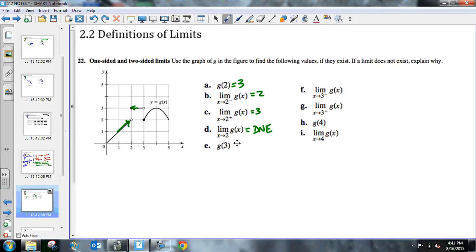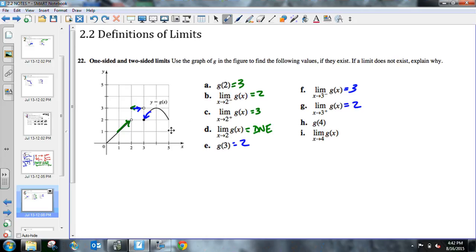Okay, all right, let's take a look at this next one, looking around at x equals 3. So what's g of 3? If we plug in 3 into our function, what do we get? Well, we actually get 2. That's where my point is. Okay, what's the limit as x approaches 3 from the left? If we approach 3 from the left, we're going to get 3. All right, if we approach 3 from the right, what are we approaching? We're actually approaching the y value of 2.